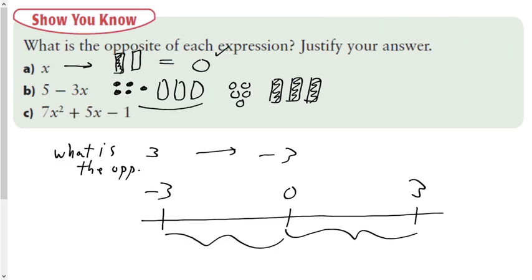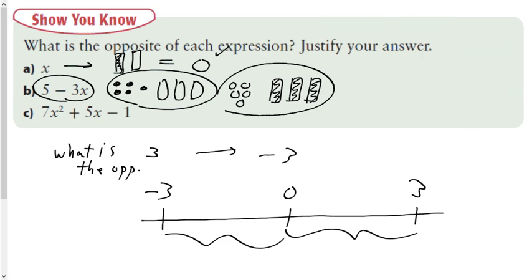Pictorially, this expression, which is here, combined with the opposite of each of those pictures, should make 0. So therefore, the opposite is negative 5 plus 3x. The opposite of this expression is simply negative 5 plus 3x.